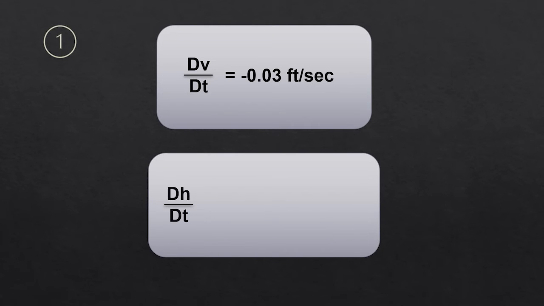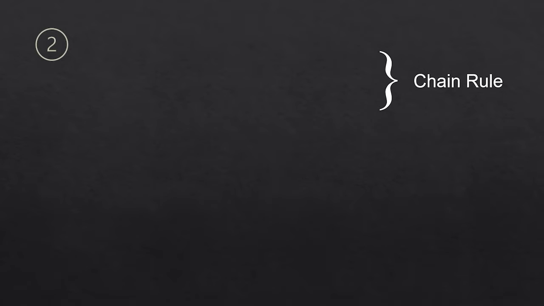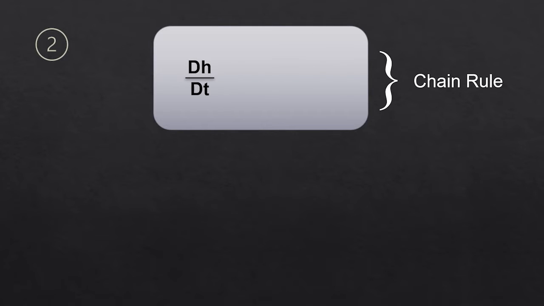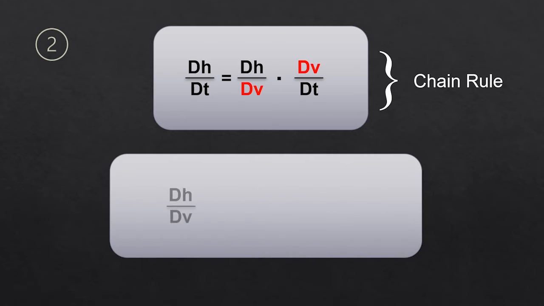We know that dV over dt equals negative 0.03 feet per second. We need to determine dH over dt when h equals 1 over 2 feet. By using the chain rule, dH over dt equals dH over dV times dV over dt. To find dH over dV, we know that V is equal to 1 over 3 pi r squared h.